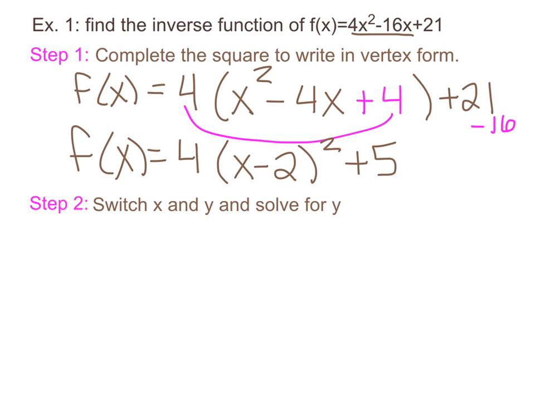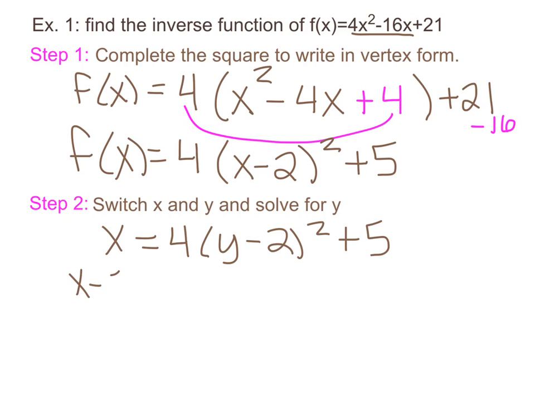Alright, and then step 2 is what we did a couple days ago. We're going to switch x and y and solve for y, because now we've got it in a nice setup where we can do that easily. So I will make this x equals 4 parenthesis y minus 2 all squared plus 5. First thing we need to do is take away 5. Remember, we're going opposite PEMDAS here, so the next thing we're going to do is divide by 4.